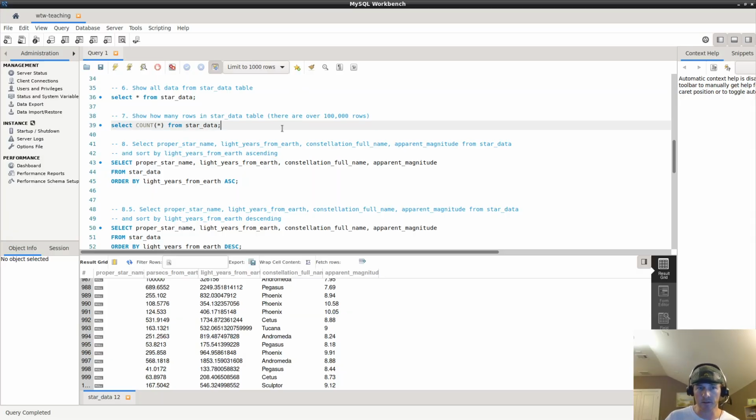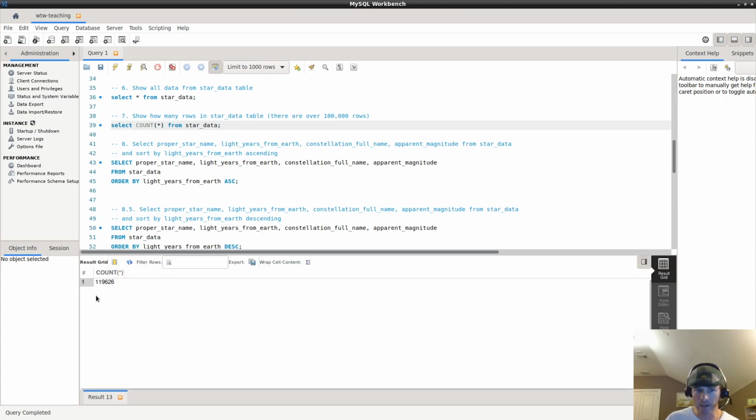So we can do SELECT COUNT(*). What that does is tell you how many rows you would get if you did a SELECT *. And note here, actually there's about 120,000. I guess there's 119,626 rows. So that's quite a lot of data. For a spreadsheet, I think this would be humongous and it would not be a good use case for a spreadsheet. This is a good use case for a database because there are so many rows.